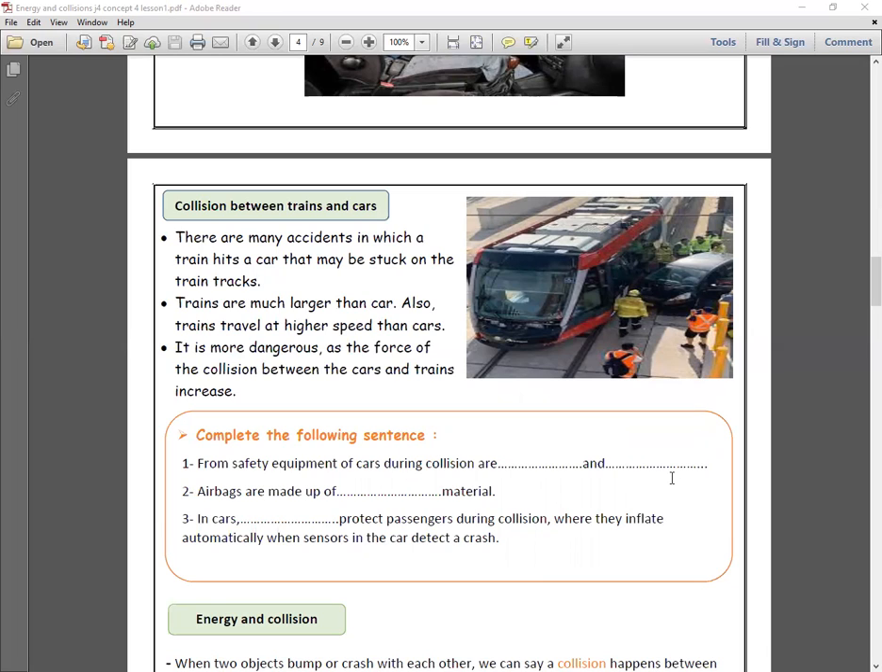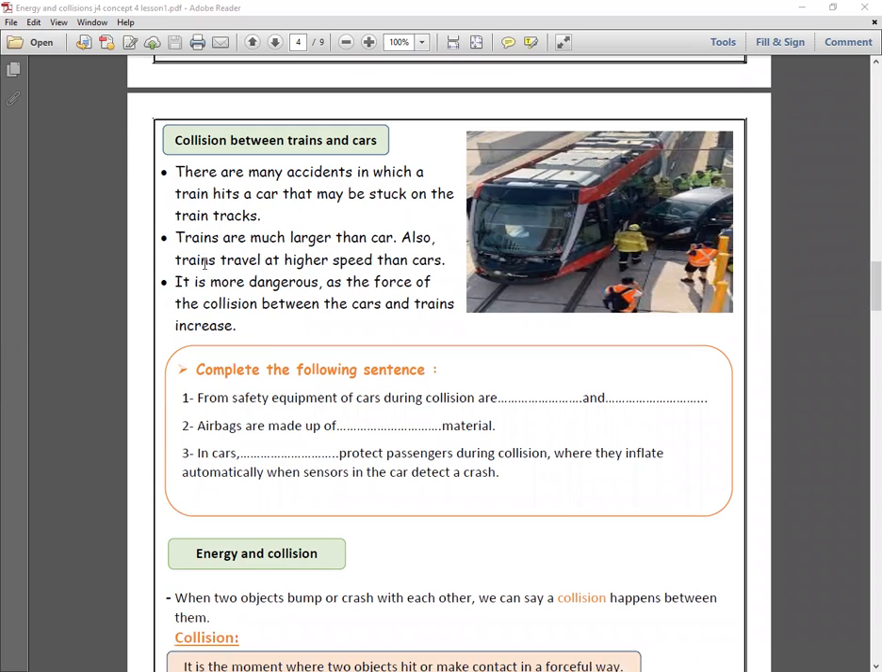So the damage of the train to the cars will be very high due to the difference between the two objects. There are many accidents in which a train hits a car that may be stuck on the train tracks. Trains are much larger than cars. Also, trains travel at higher speed than cars, so it is more dangerous as the force of the collision between the cars and the trains increases.